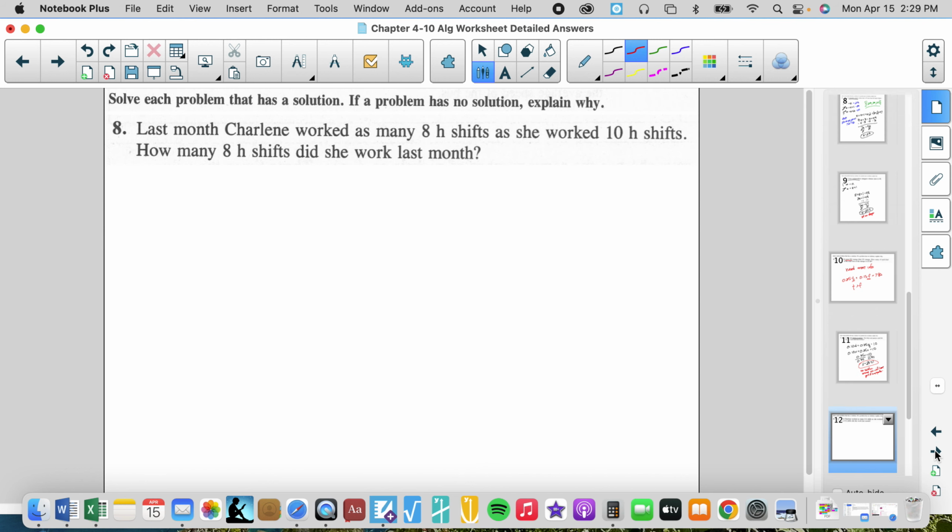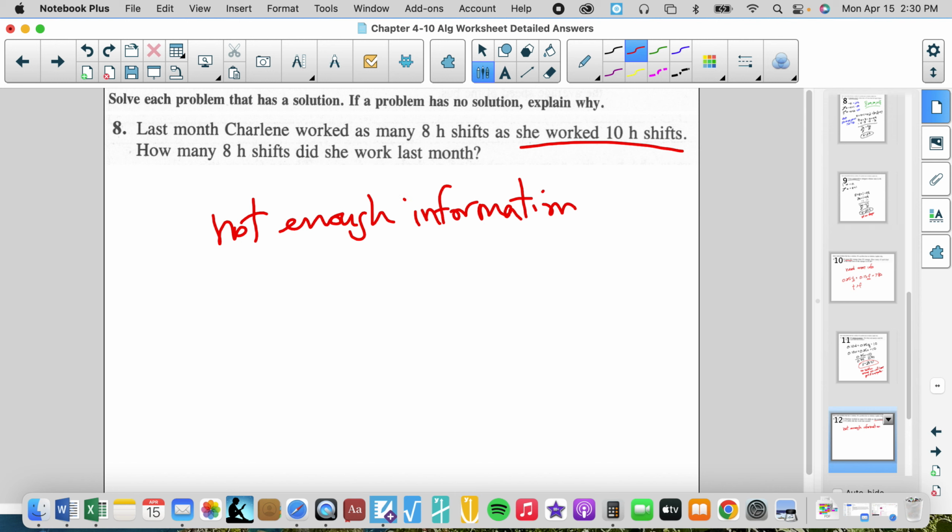Last month, Charlene worked as many 8-hour shifts as she worked 10-hour shifts. How many 8-hour shifts did she work last month? She worked the same number as 10-hour shifts, but there's not enough. So we know that they work the same, but we don't know how many 10-hour shifts. So not enough information provided. Yes, we know the relationship, but we don't know anything more about last month.